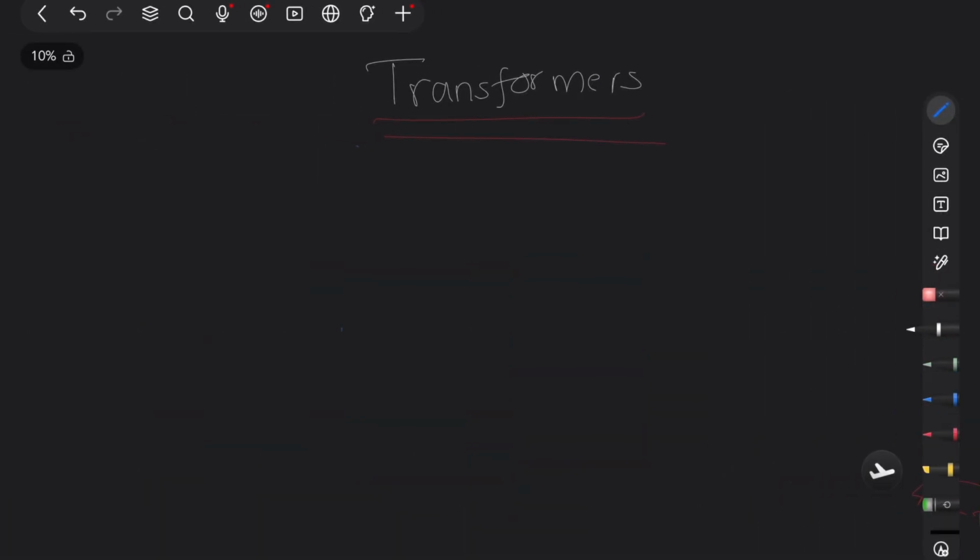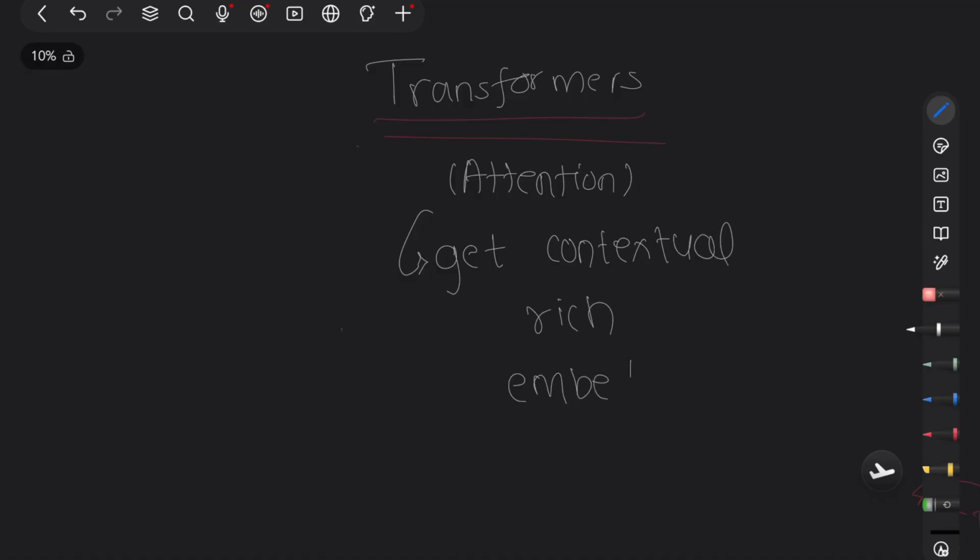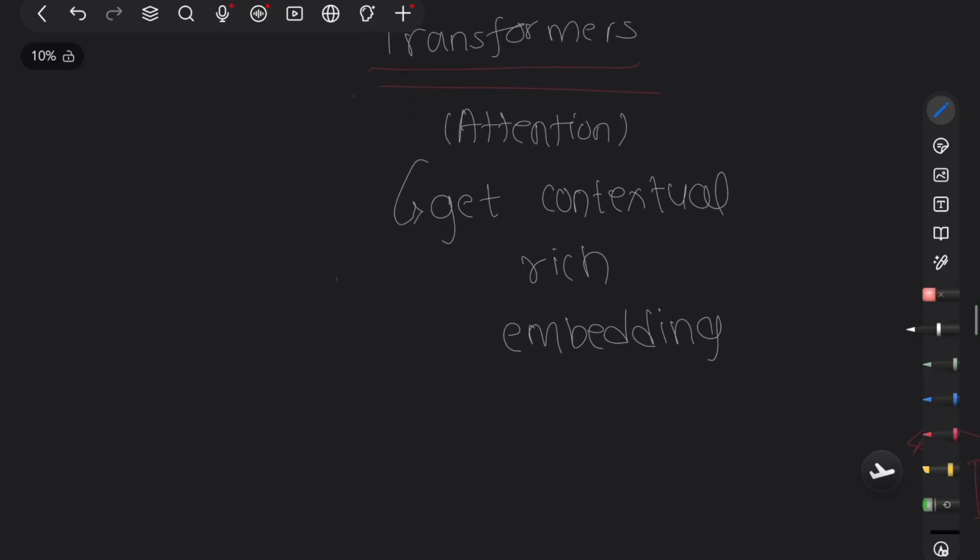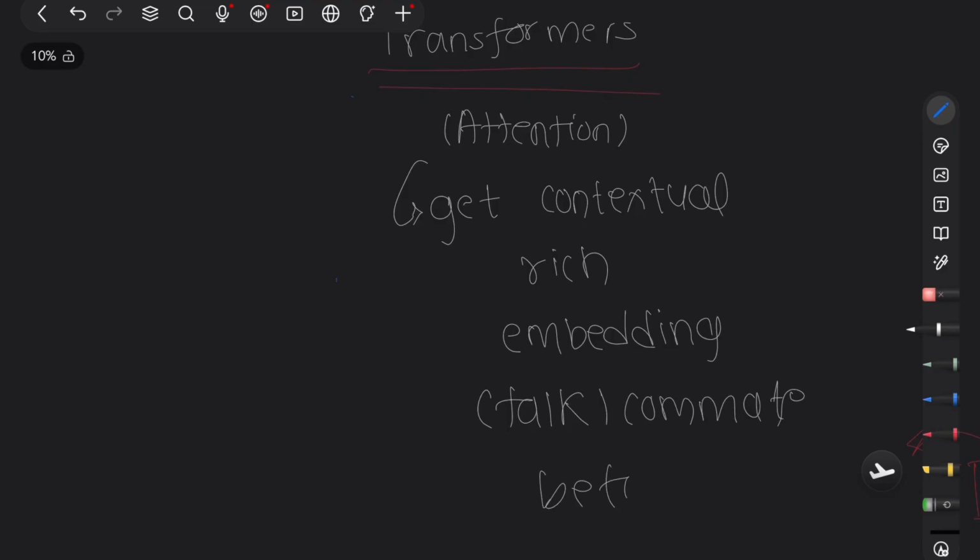So yeah, now let's dive into the actual concept of transformers attention. As I said, attention is used to get contextually rich embeddings. That is, to communicate between embeddings.